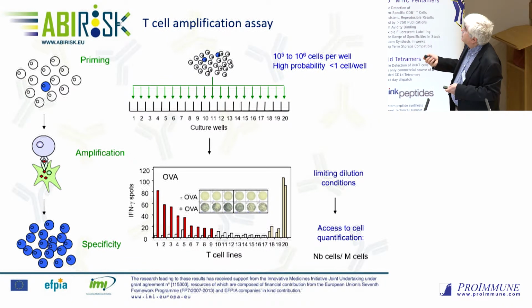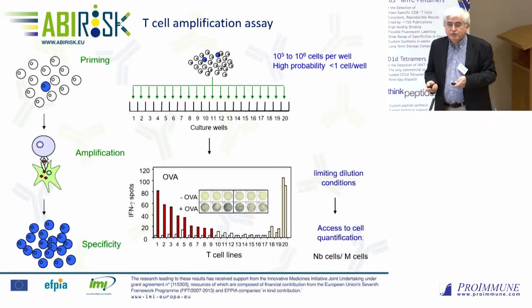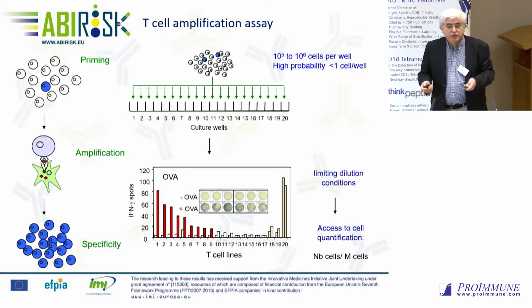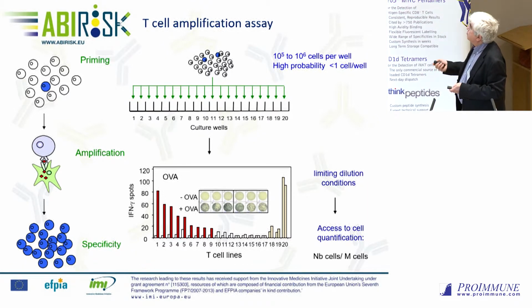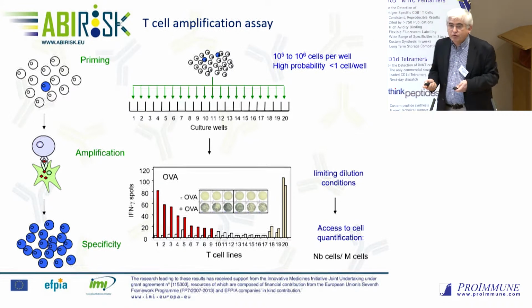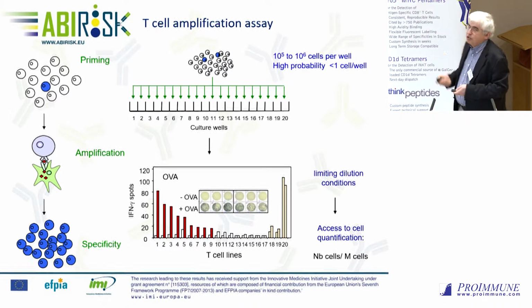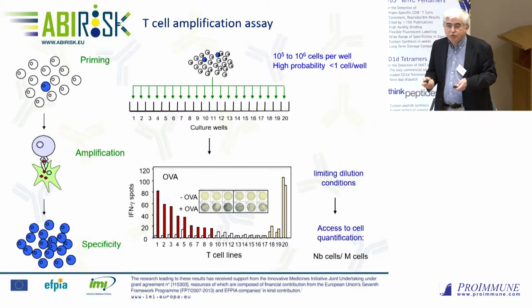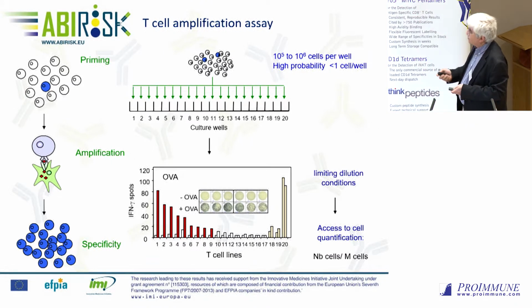You can see that using molecules such as ovalbumin, not all the wells are positive, only part of them. You see the spots here in the red bars, here no response. All the wells have been treated exactly in the same manner. This is due simply because at the initiation of the culture, the frequency is so low that we are in limiting dilution conditions. And we can use these conditions to access cell quantification, considering the distribution follows Poisson's distribution.